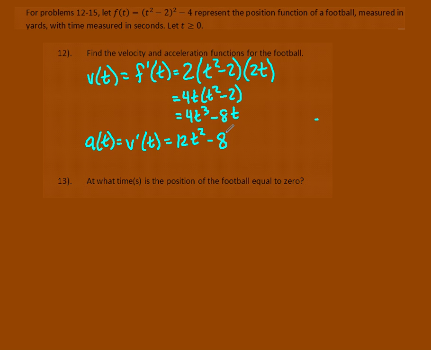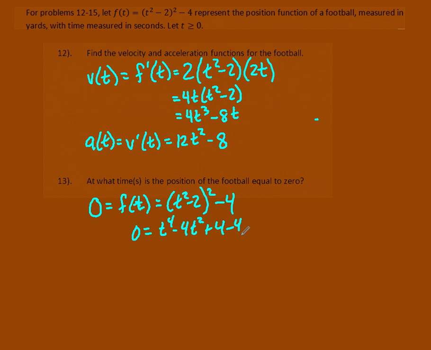Okay, at what time is the position of the football equal to 0? So that means I'm setting my position function equal to 0. My position function is (t squared minus 2) the whole thing squared, minus 4, and I'm setting that equal to 0. Well, let's try to simplify this. That means 0 is equal to, when I expand this, t to the 4th minus 4t squared plus 4 minus 4. Well, guess what? This plus 4 minus 4 will just cancel each other out, and I'm left with just t to the 4th minus 4t squared.